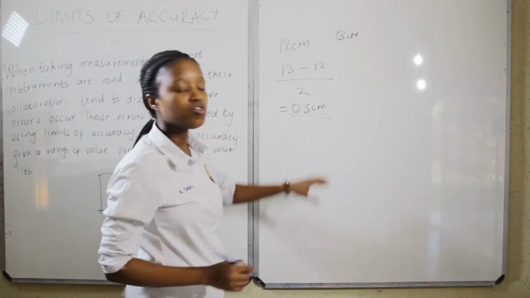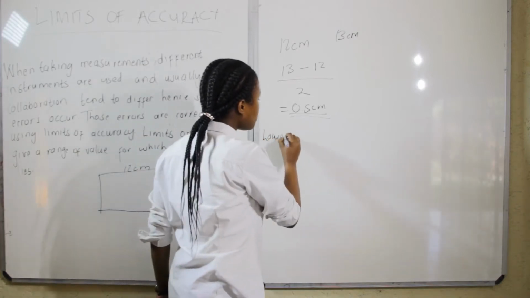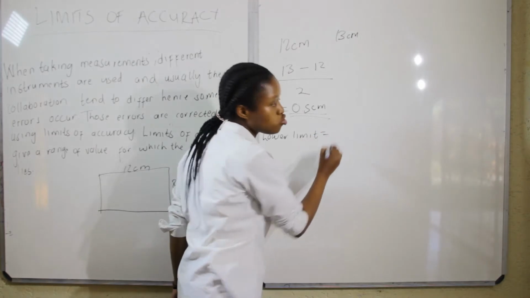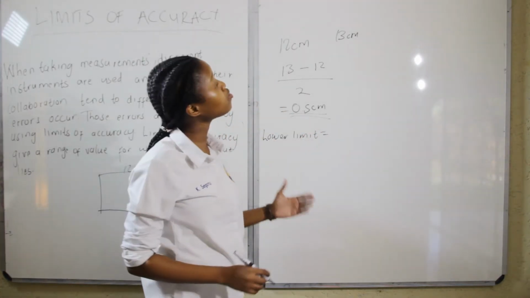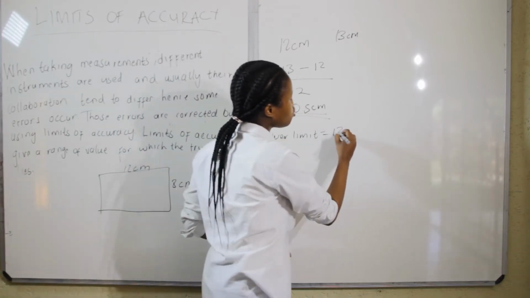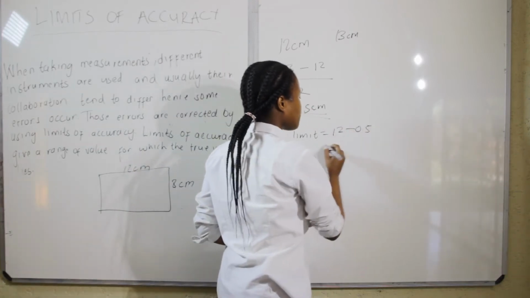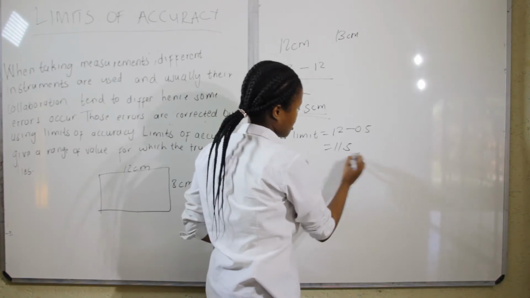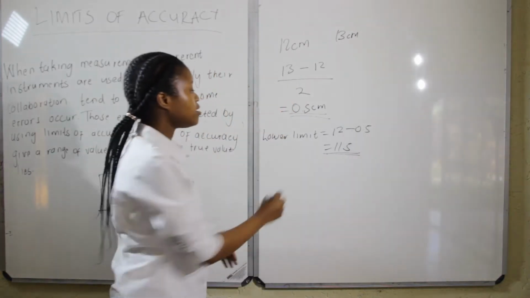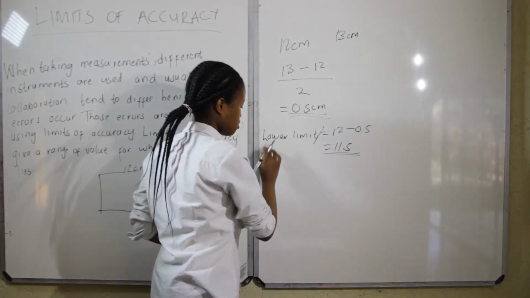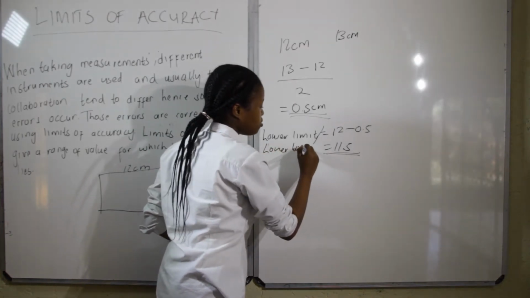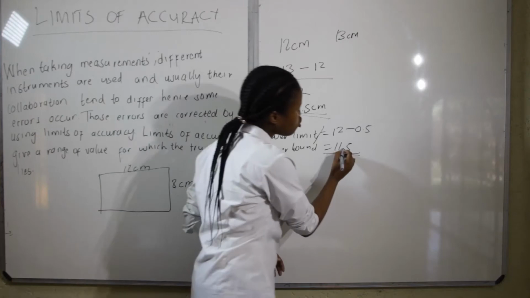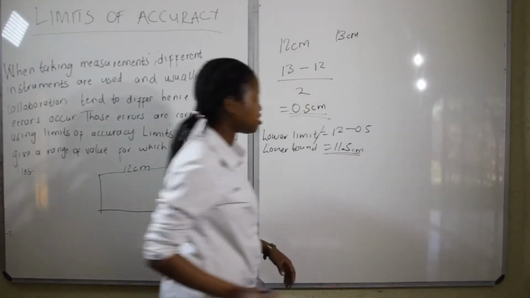So what are you going to do to find the lower limit? The first thing you're going to do is subtract this limit of accuracy from the original length, which is going to be 12 minus 0.5 to give you 11.5. Lower limit or lower bound, it's one and the same thing. So it's going to give you 11.5 centimeters.